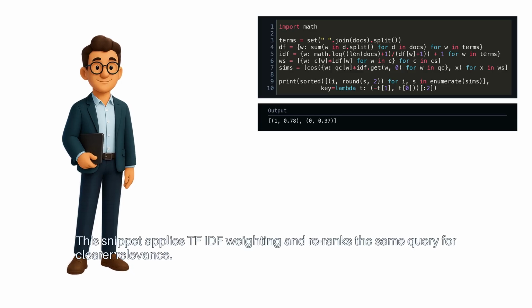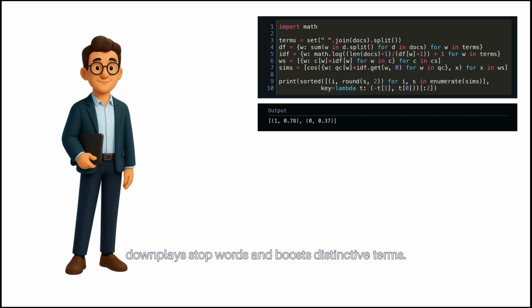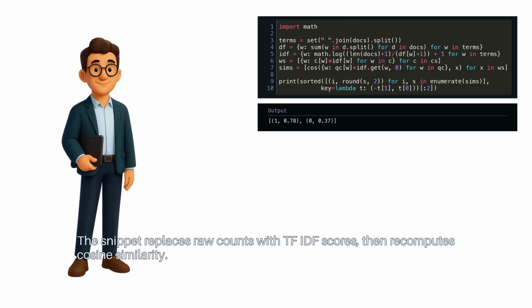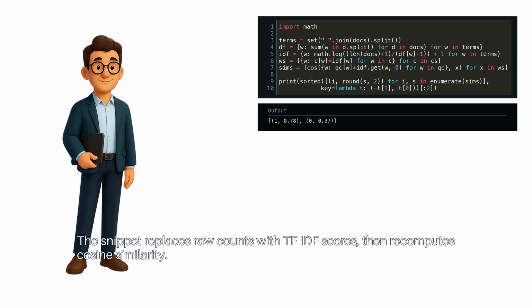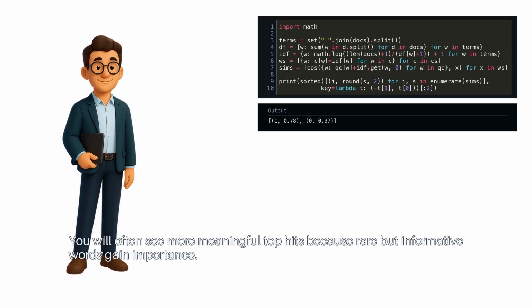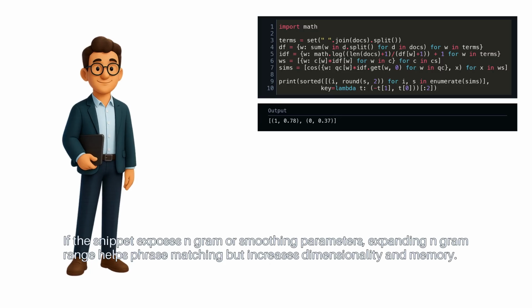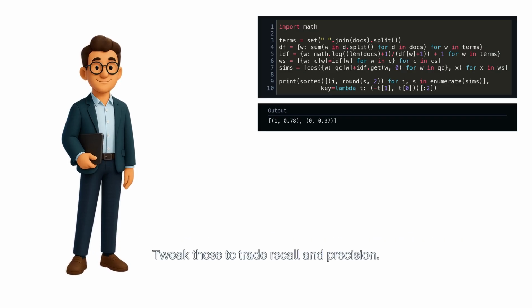This snippet applies TF-IDF weighting and re-ranks the same query for clearer relevance. TF-IDF, which weights terms by how common they are across documents and by their frequency inside a document, downplays stop words and boosts distinctive terms. The snippet replaces raw counts with TF-IDF scores, then recomputes cosine similarity. You will often see more meaningful top hits because rare but informative words gain importance. If the snippet exposes n-gram or smoothing parameters, expanding n-gram range helps phrase matching but increases dimensionality and memory. Tweak those to trade recall and precision.